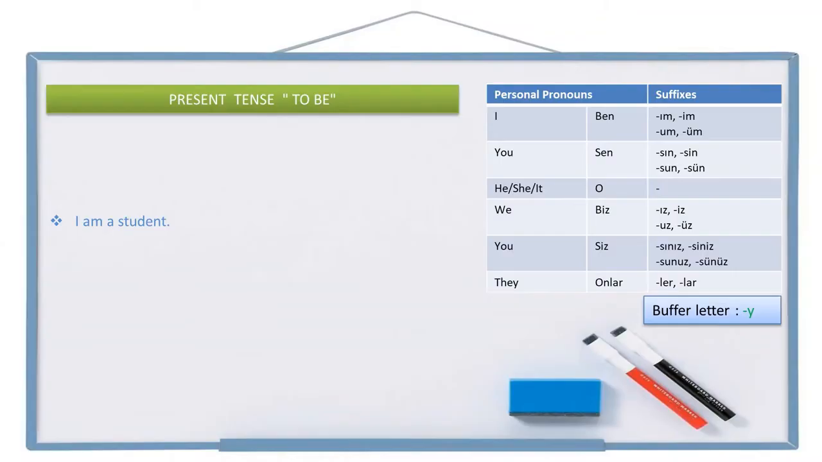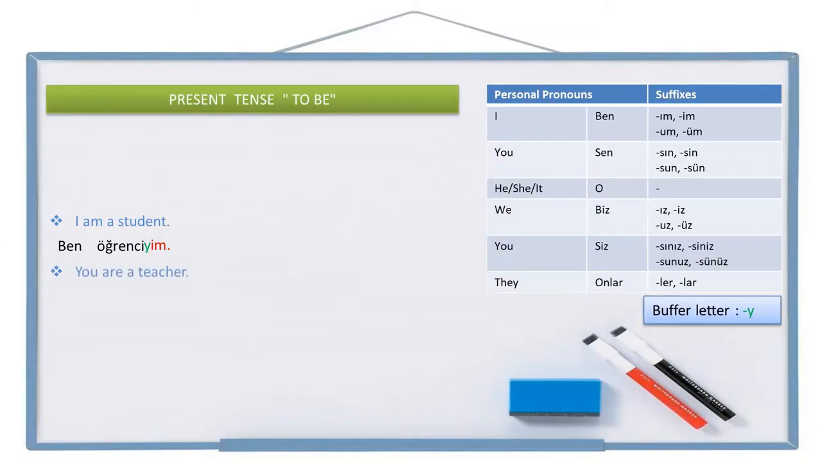So let's write the person pronoun I first, ben, and the noun student, öğrenci, and to the end person pronoun suffix im. As you see, there are two vowels together, which shouldn't be, so we write a buffer letter between them, öğrenciyim. So I am a student, actually I am student is ben öğrenciyim. Ben öğrenciyim. Let's make one more example.